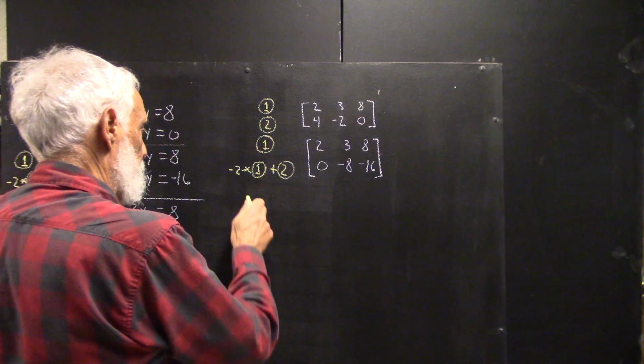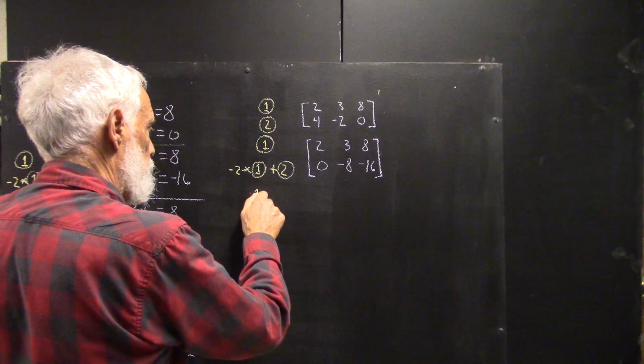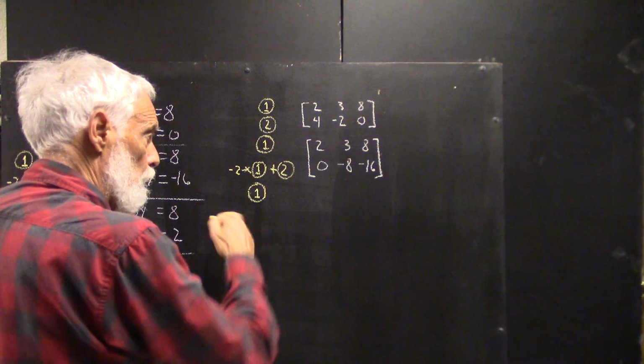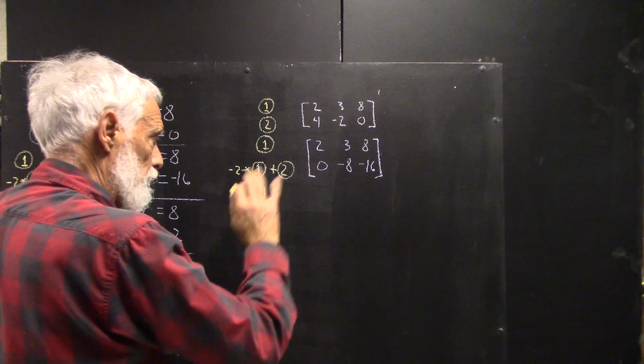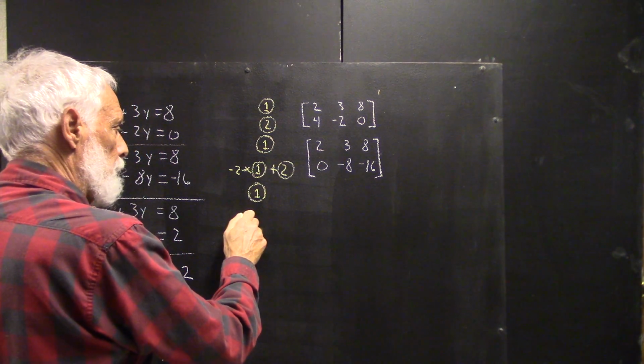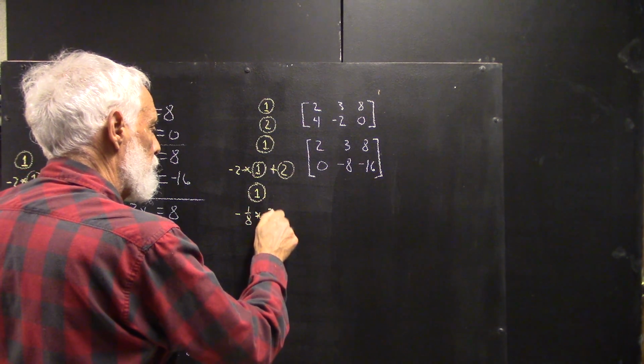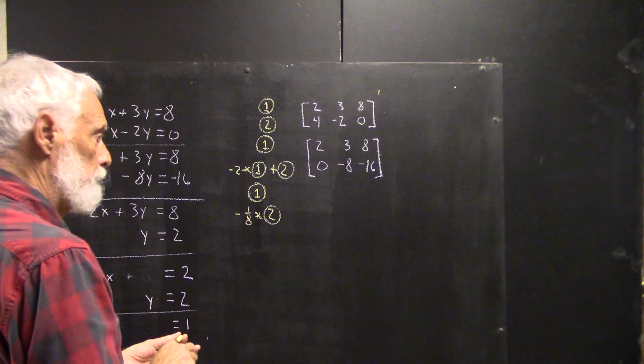Okay, now I don't want negative 8 there. I want a 1 there. So I'm going to repeat row 1. There's something I could do to row 1, and normally would, but let's not worry about it right now. And I'm going to do negative 1/8 times row 2.